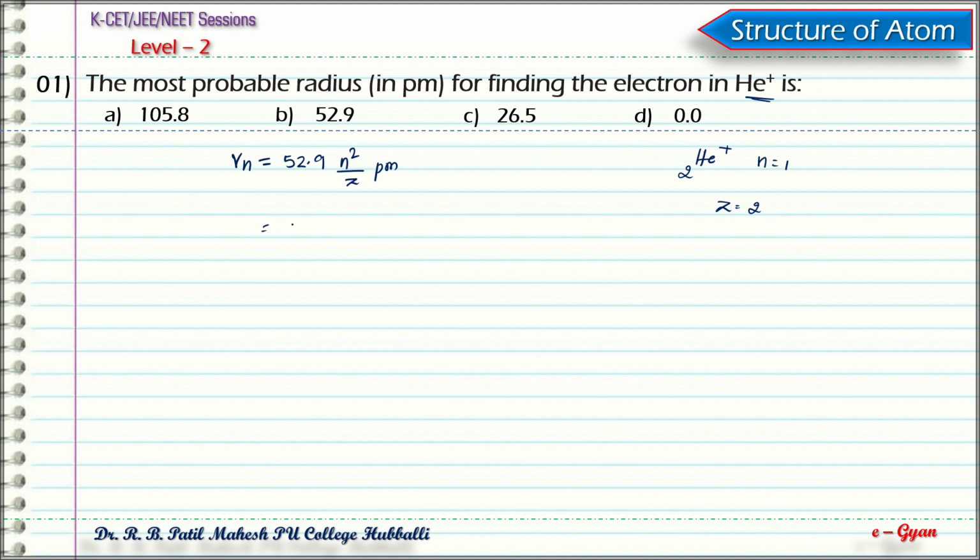Substitute the values in the above equation. We are going to get 52.9, 1 square is 1 divided by Z is 2 in terms of picometer, which gives the answer 26.5 picometers. The correct option is option C. Moving to the next question.